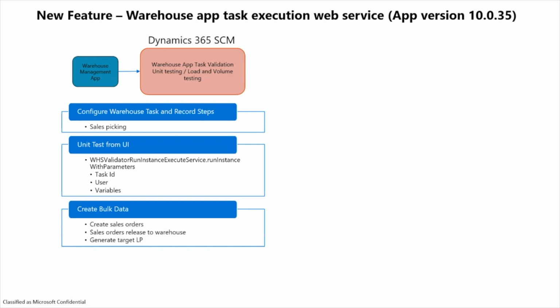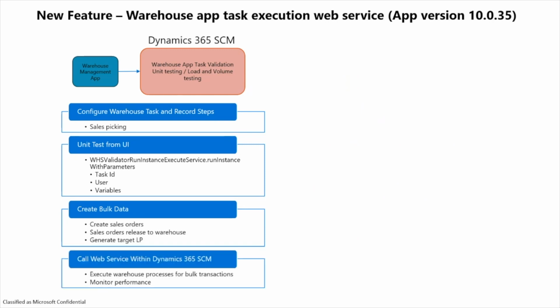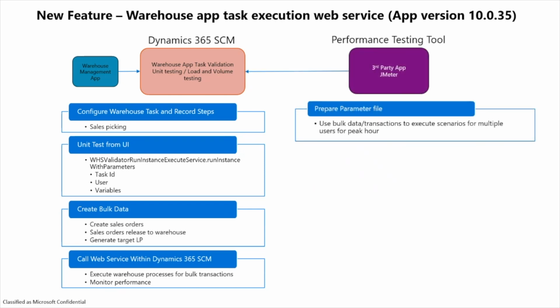It helps you create bulk sales orders, release those sales orders to the warehouse, and generate the target LP, so that you can consume it in a .NET application, which we covered in the last Tech Talk, to call the web service that we have exposed and monitor the performance, or in any third-party tool. It's not limited to just JMeter. We are going to cover JMeter in detail today.